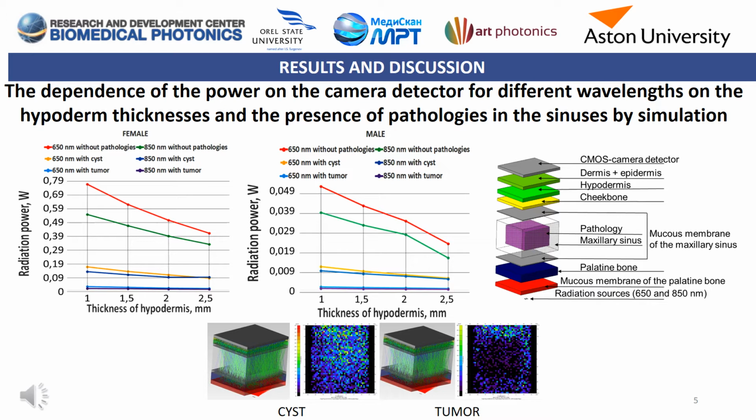As you can see, there is a difference in decrease of radiation power in female and in male, while this decrease has more pronounced character in the infrared range. We can see that absorption of light in male is higher than in female.